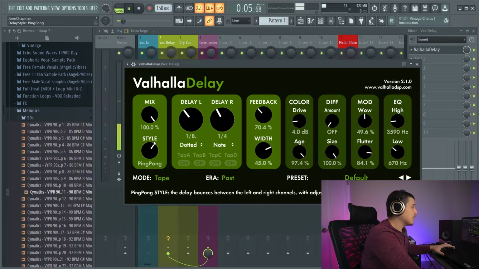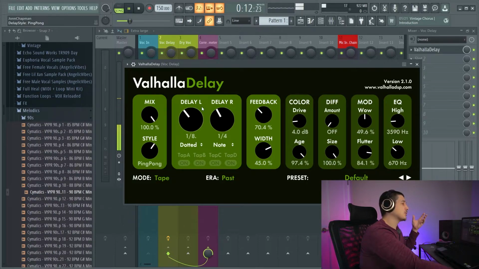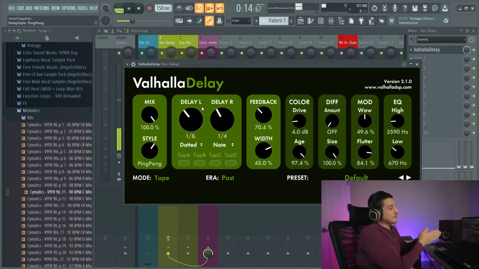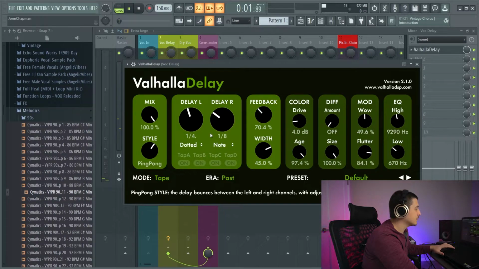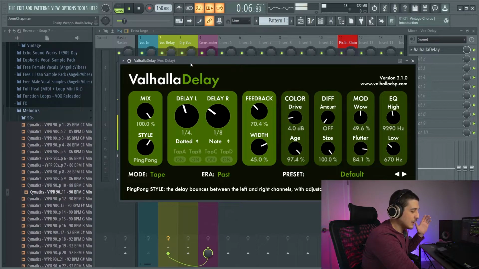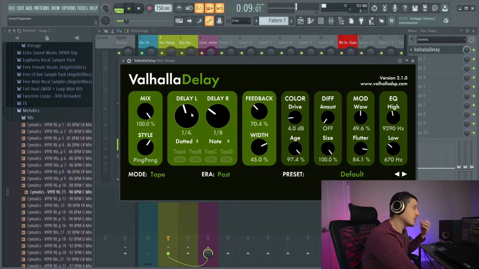Right? Our next option is going to be ping pong. Here's the cool thing about ping pong. This looks a lot like the dual, but the difference is that it has to finish one cycle before it starts the next. As you'll see, we got the original hit, we have our dotted quarter followed by an eighth, and then a dotted quarter followed by an eighth, again and again.